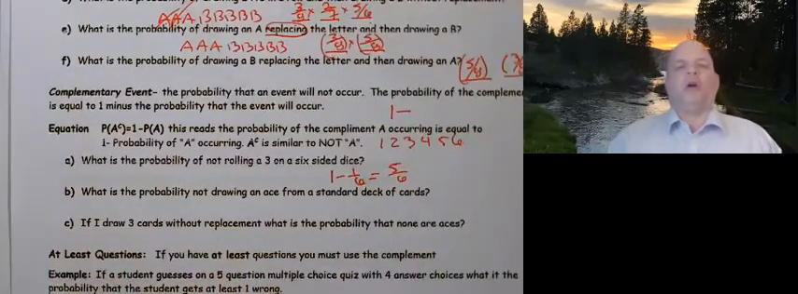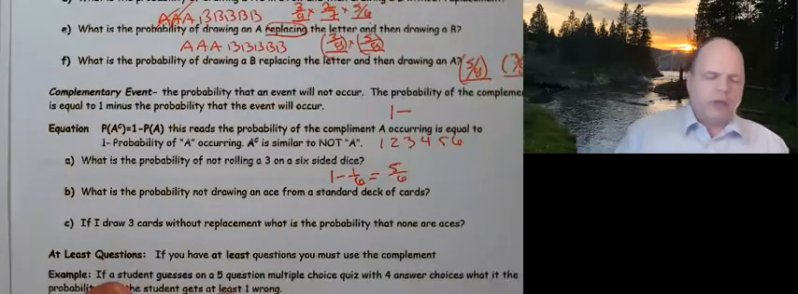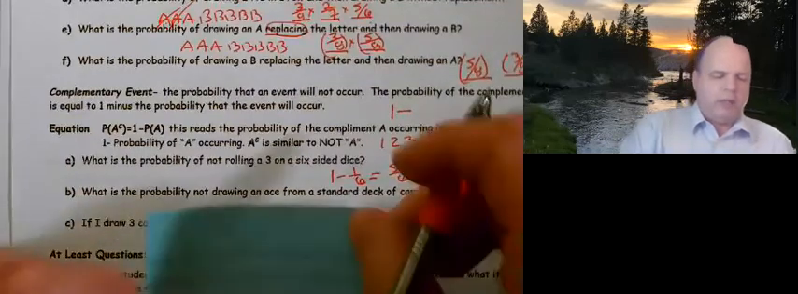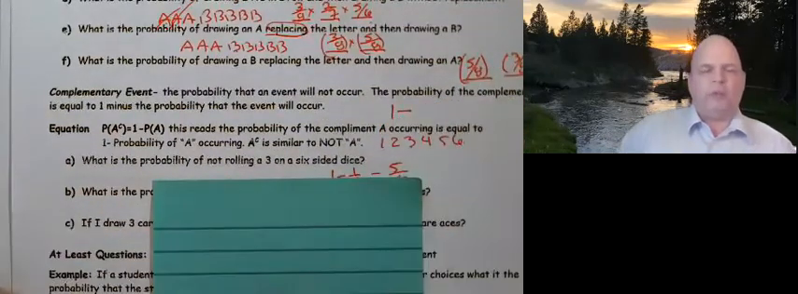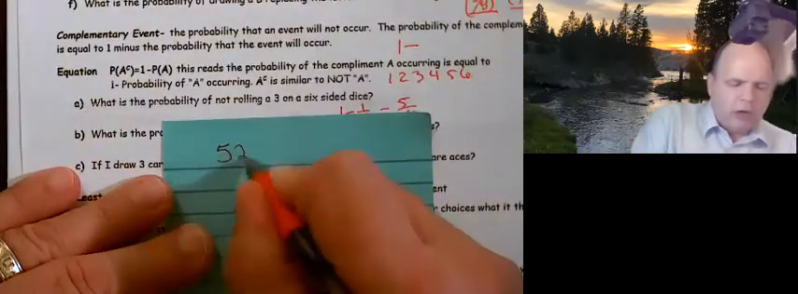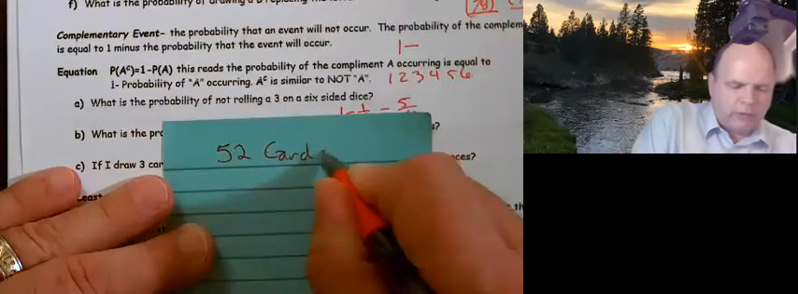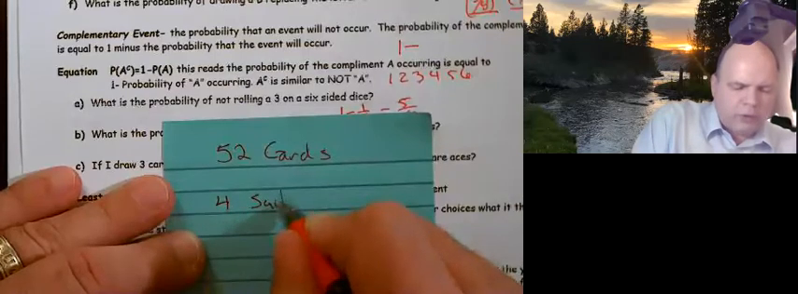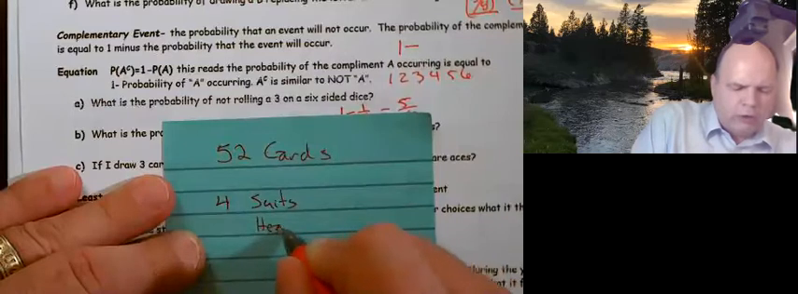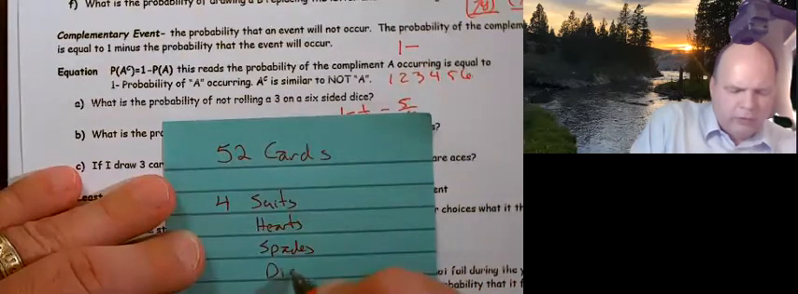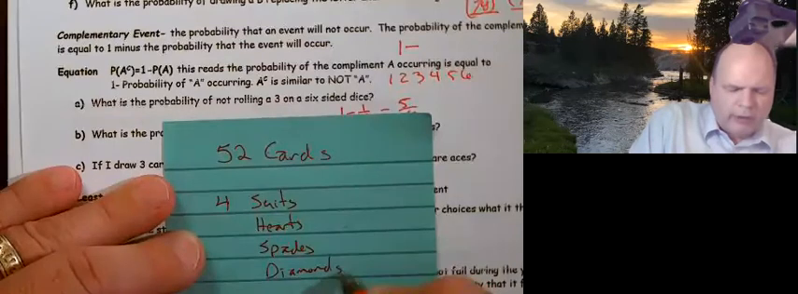What's the probability of not drawing an ace from a standard deck of cards? All right, so let's talk very quickly about card decks. I probably should have made this up ahead of time, but I didn't. So you need to make a note to yourself because in probability we like cards. I mean, it's one of the favorites. So 52 cards in a deck. We have what's known as 4 suits. The suits are hearts, spades, diamonds, and the last one is clubs.